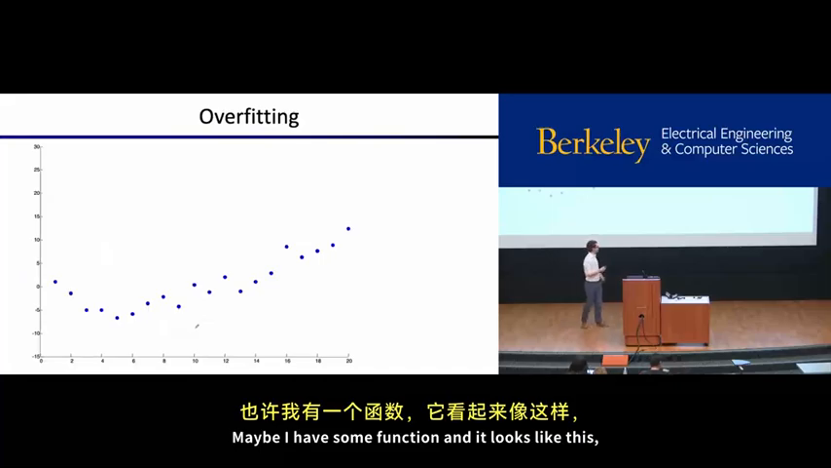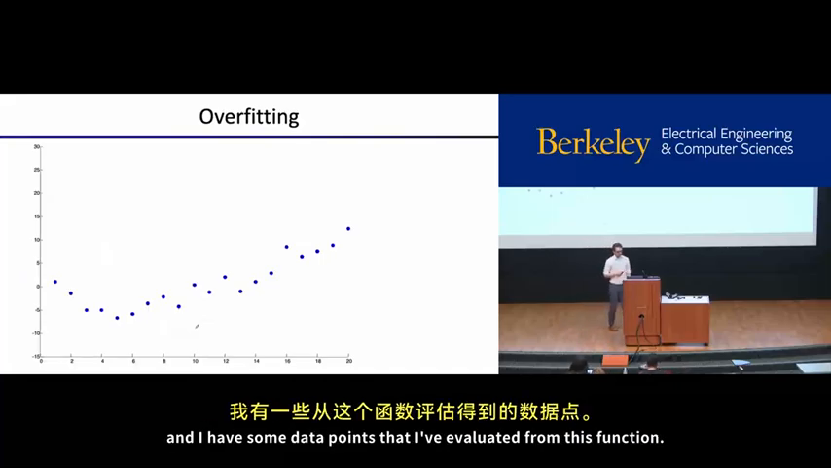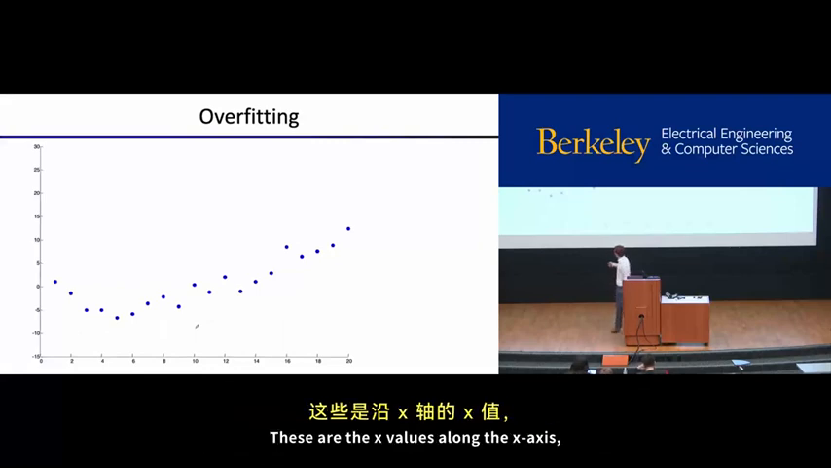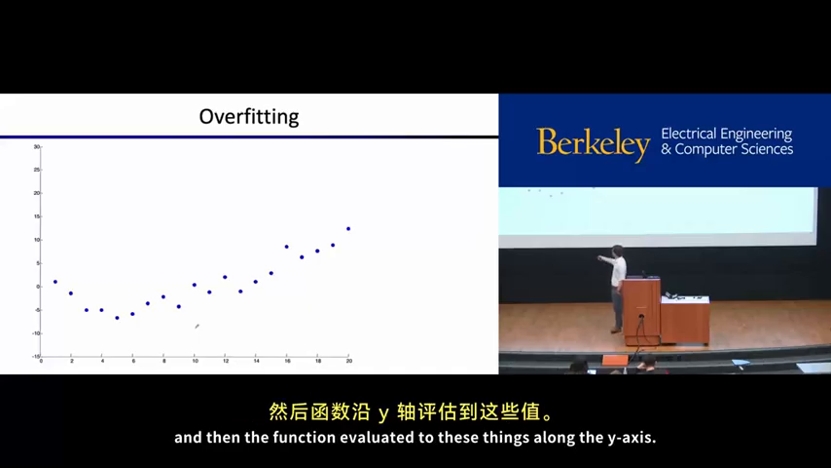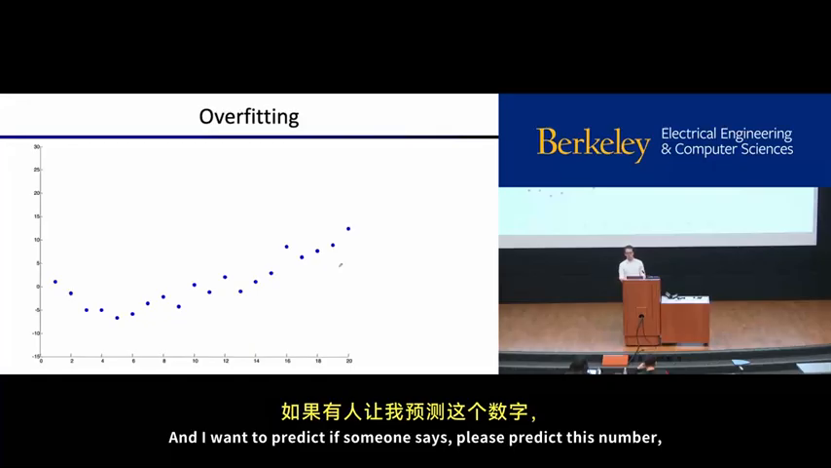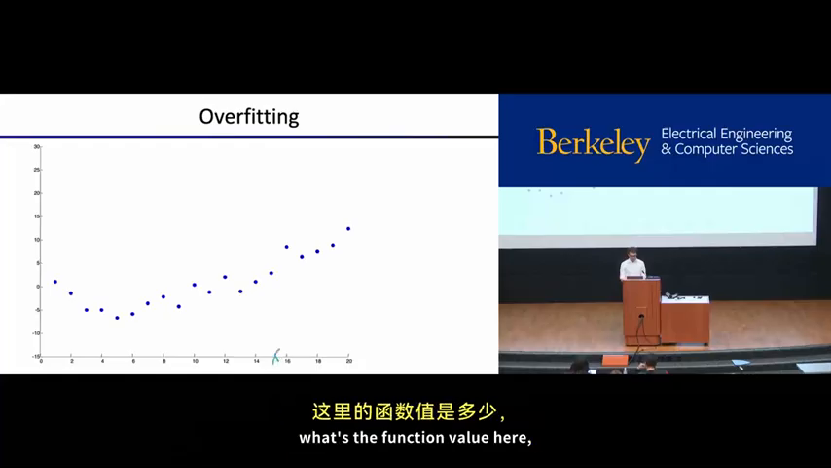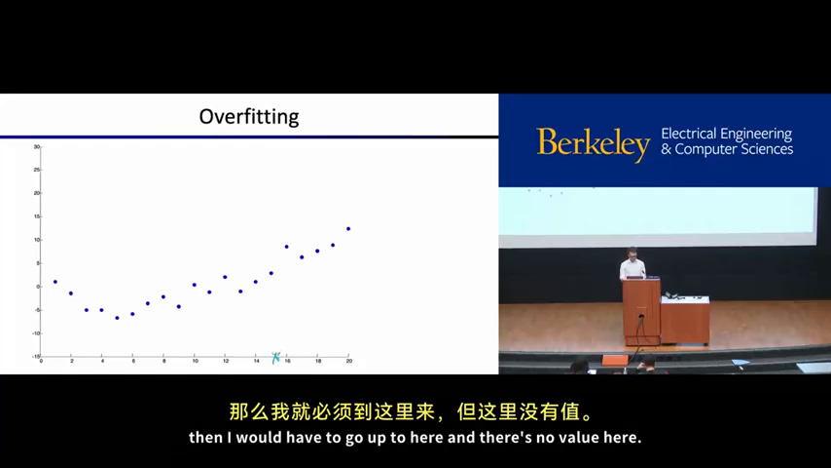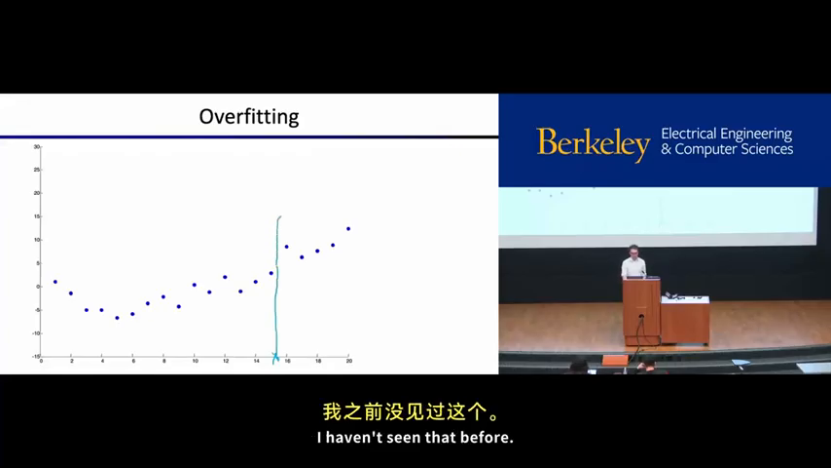Like maybe I have some function and it looks like this, and I have some data points that I've evaluated from this function. Like these are the x values along the x-axis, and then the function evaluated to these things along the y-axis. And if someone says, please predict this number, what's the function value here? Then I would have to go up to here, and there's no value here. I haven't seen that before. Like, what am I going to do?